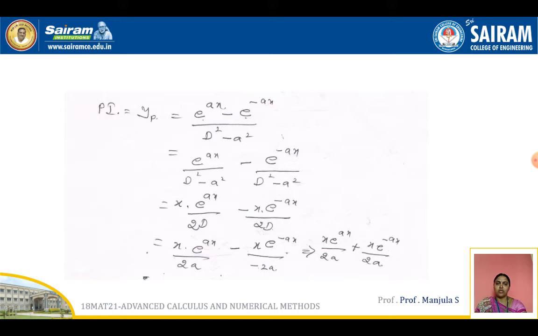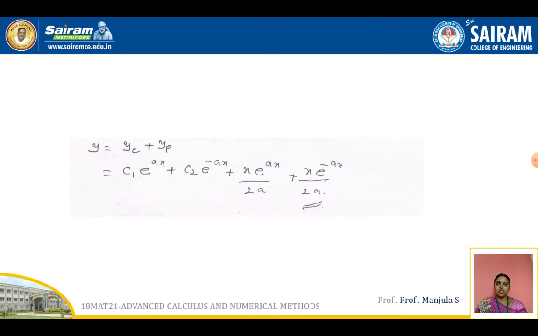The numerator is multiplied by the independent variable x and the denominator we differentiate with respect to D. So D square becomes 2D in both the terms. So x e to the power ax, replacing D by a, divided by 2a. Similarly in the second term, x e to the power minus ax divided by minus 2a. After that, minus into minus becomes a plus. So we get x e to the power ax plus x e to the power minus ax divided by 2a. This is the particular integral.